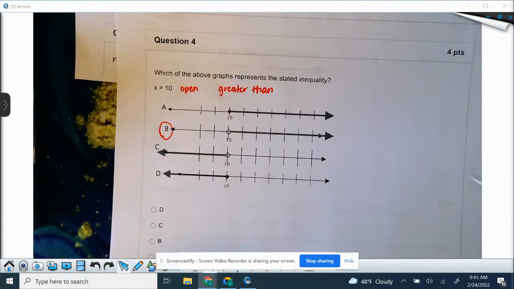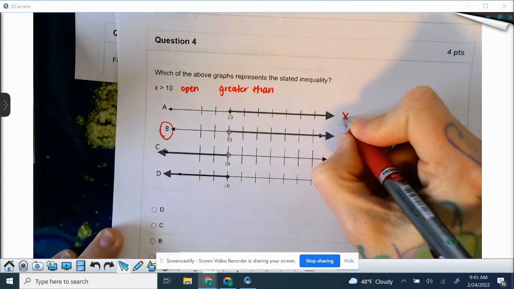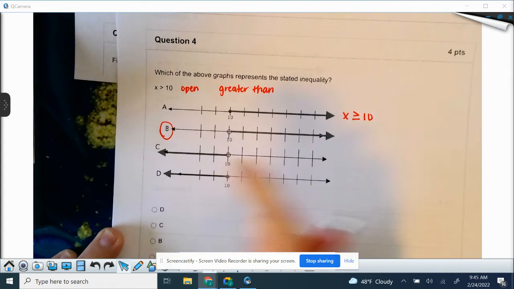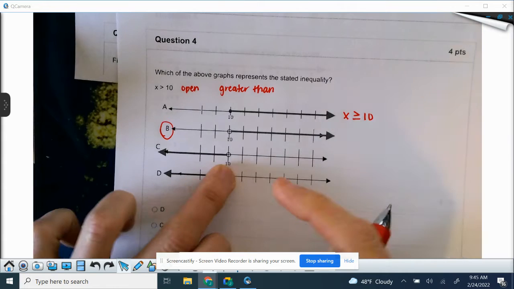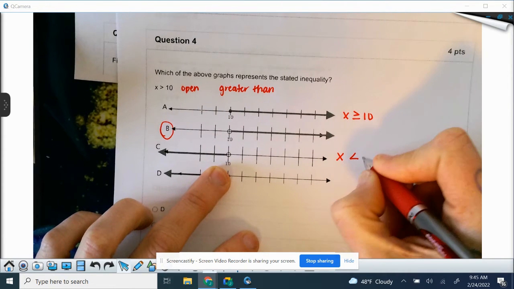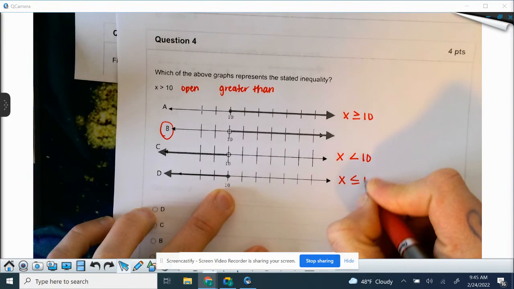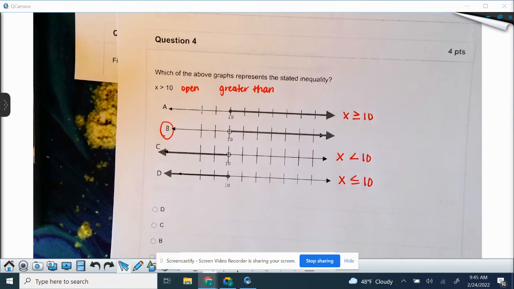And A is just your solid circle, shaded to the right. So this one would be x is greater than or equal to 10. C is less than, because we're going to the left. So x is less than 10, and it's an open circle, so there's no equal to. And then x is less than or equal to 10 would be D.